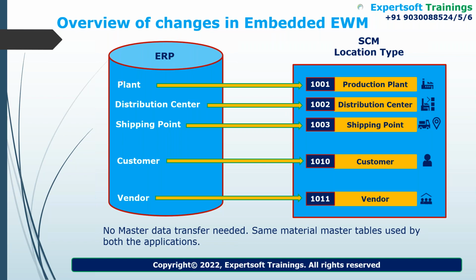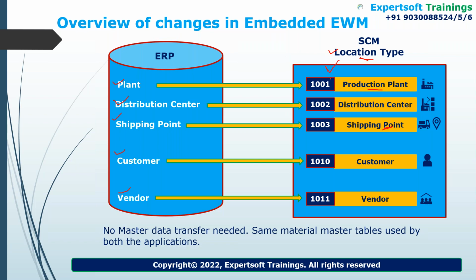So as we already discussed, the plant and your shipping point, all of these will be locations that we create. So your plant, distribution center if you are in retail, shipping point, customer and vendor, that is your business partner, will also create locations. So all the master data which create locations are mentioned over here, along with what they are going to be called in your SCM EWM system. They call it a production plant, a distribution center, and a shipping point.